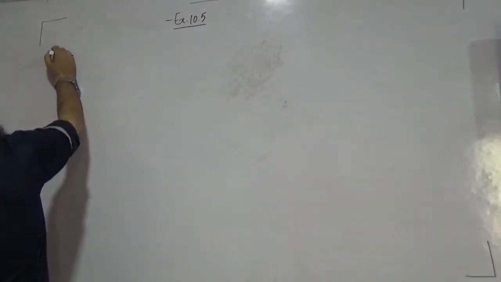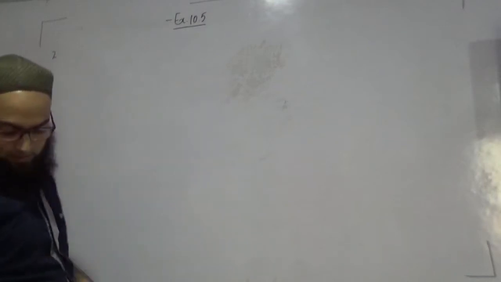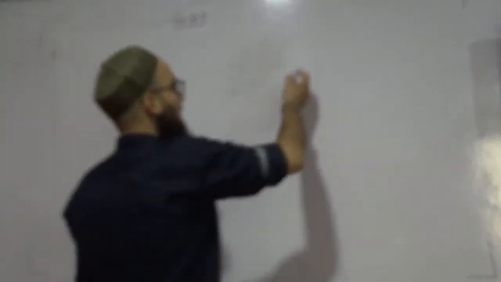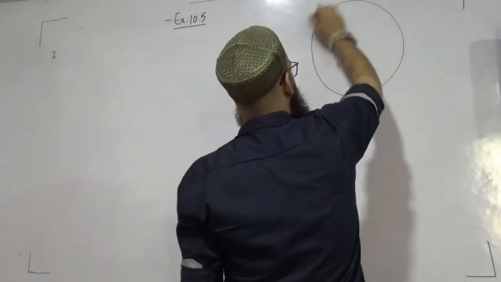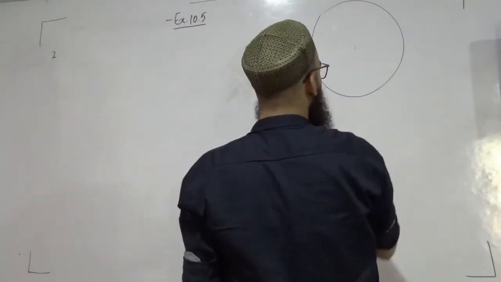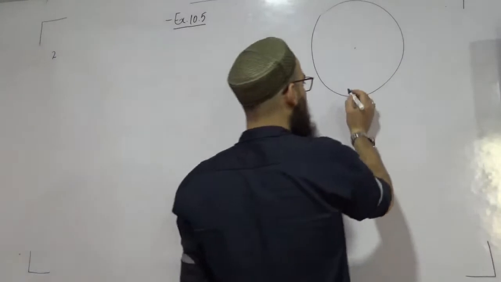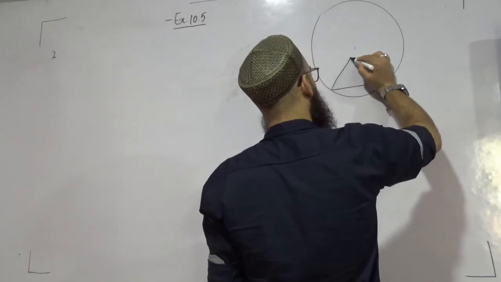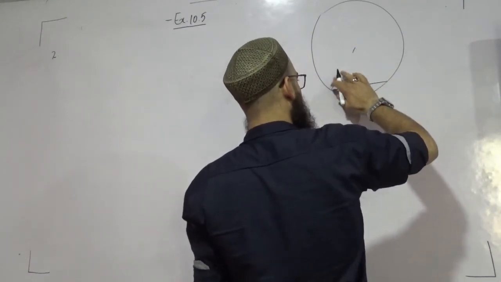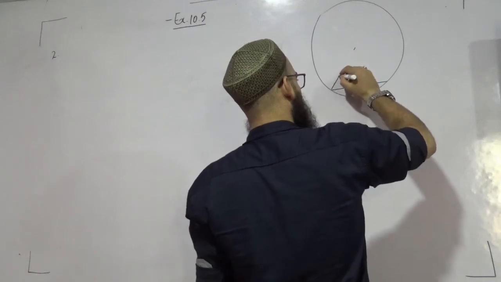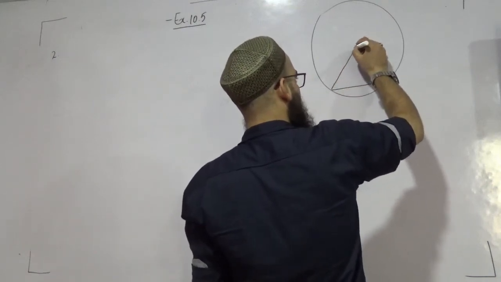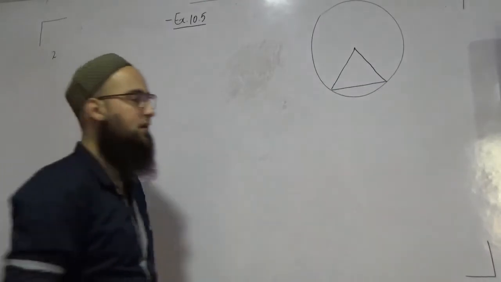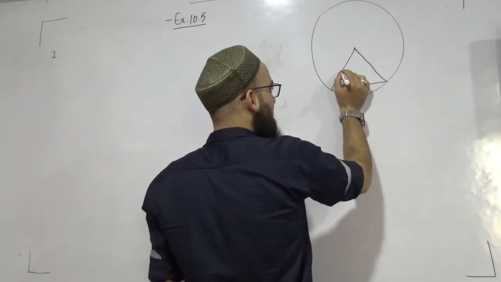Now let's have question number 2. It says the chord of a circle is equal to the radius of the circle. If this is my chord and that's a radius, that's a radius. This is a radius as well. It says the chord is equal to the radius. That means this is a chord equal to the radius.